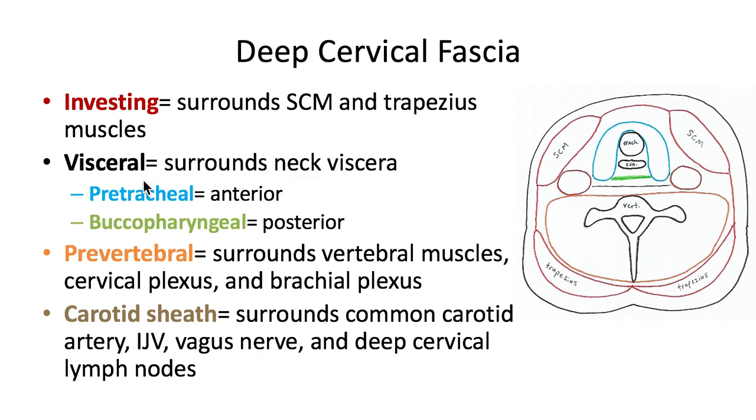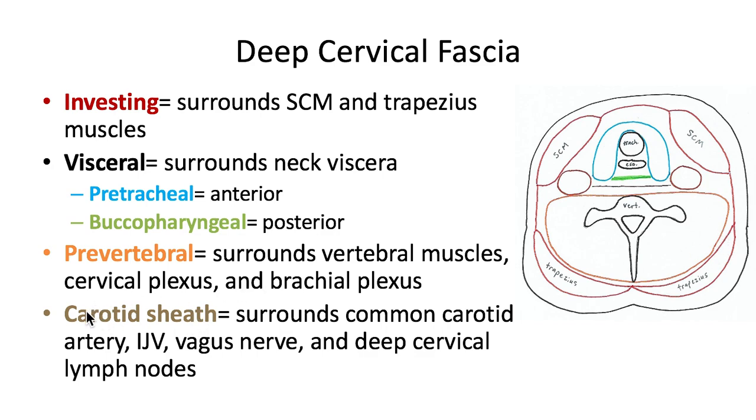And so the visceral layer we can break down further into these 2 distinct layers. Pretracheal, which is in light blue, that's anterior and located in front of the trachea. And the buccopharyngeal layer is this light green layer that runs posteriorly to close everything up there. The prevertebral fascia encloses the vertebral region of the neck, surrounding the vertebral muscles, the cervical plexus, the brachial plexus, as well as the actual vertebral column. That's this orange layer here.